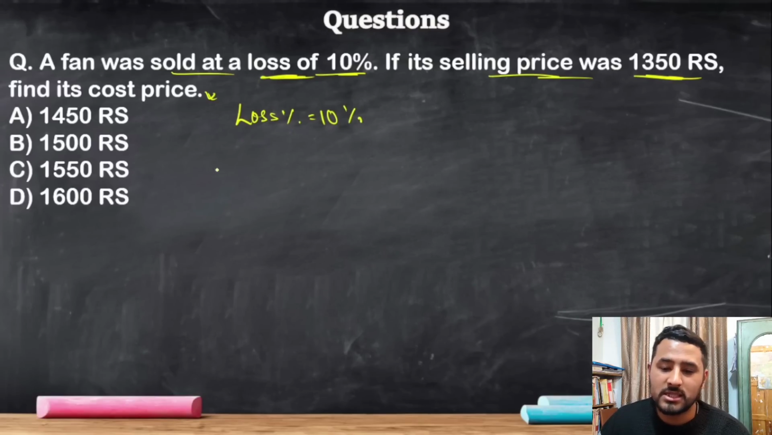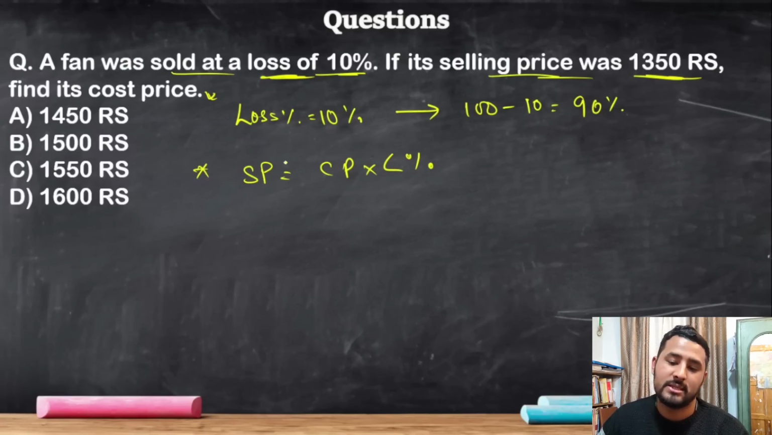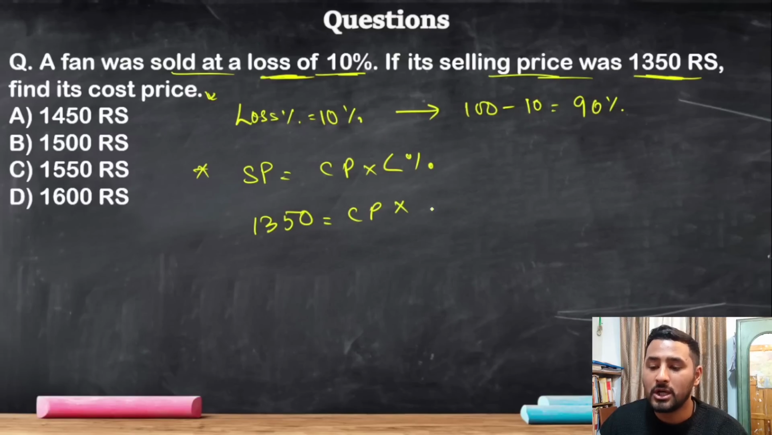Okay. So let us use the same formula. SP is equal to CP into loss percent. But this 10% will not remain 10. Okay. Loss means 100 minus 10. This will come as 90%. Okay. 90%. So let us do SP. Now SP is given, 1350 equals CP, we don't know, we need to find, into loss percent, 90 by 100.